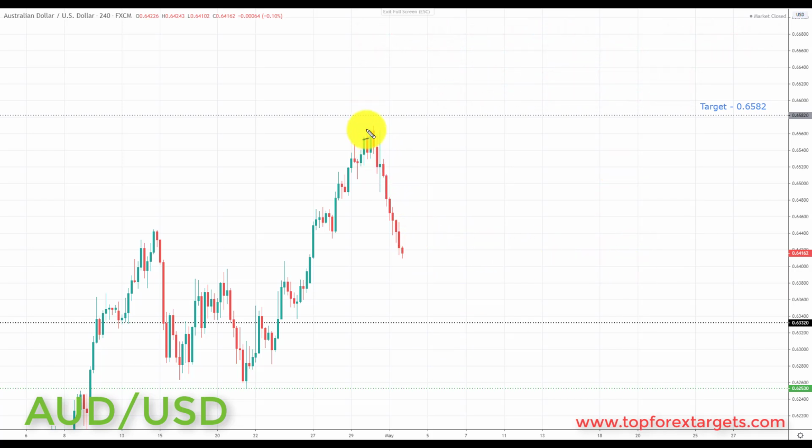Any pullback in this area, and we can see we're already getting this pullback, any pullback is going to be viewed as an opportunity to start to look for bullish setups. And if we get the right kind of bullish setups in this market, we're going to be looking at initiating longs up towards the next key of resistance, the upside and the target set, the 0.6582.